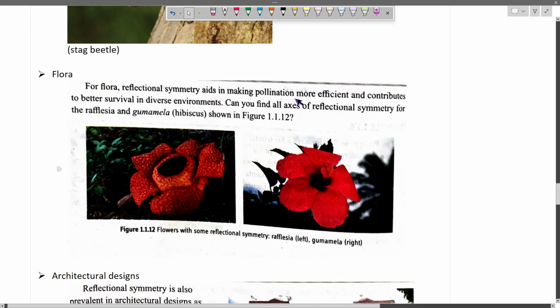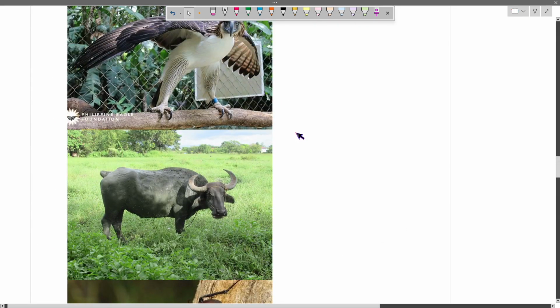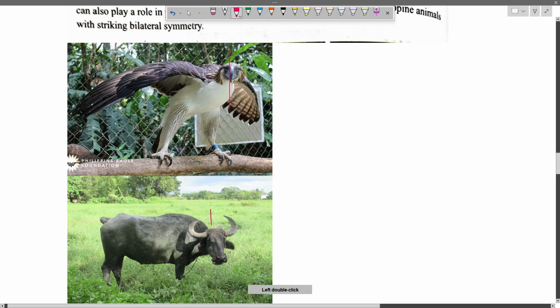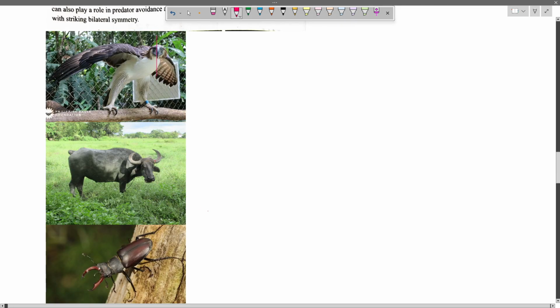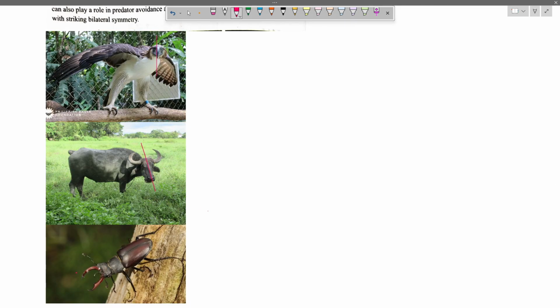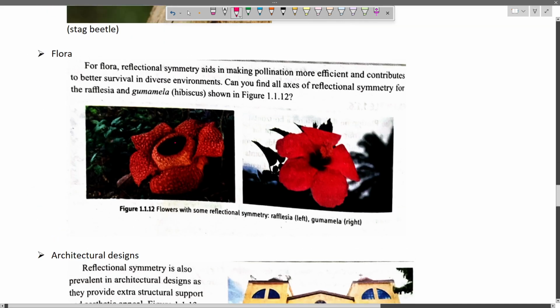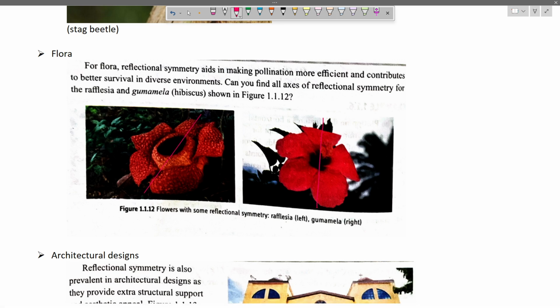For flora, reflectional symmetry aids making pollination more efficient and contributes to better survival in diverse environments. So here, maybe you can actually try and splice it or get the axis of symmetry of some of these images, right? And then for flora as well, so we can divide it here. So we can say that it has reflectional symmetry.